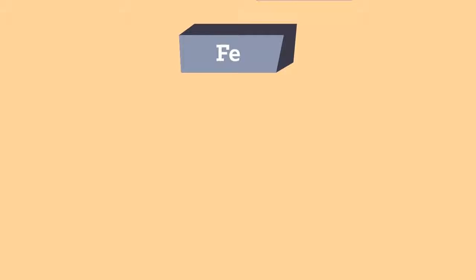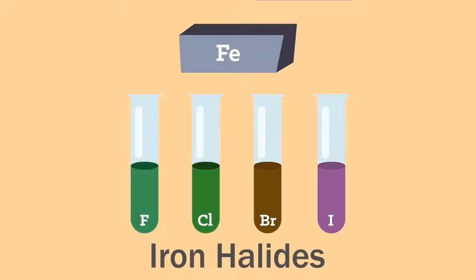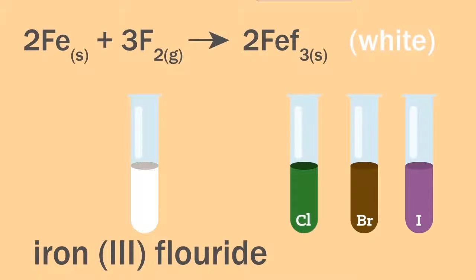Iron, when reacted with an excess of a halogen, that's fluorine, chlorine, bromine and iodine, produces iron halides. These have different colours, as shown by the equations on the screen.